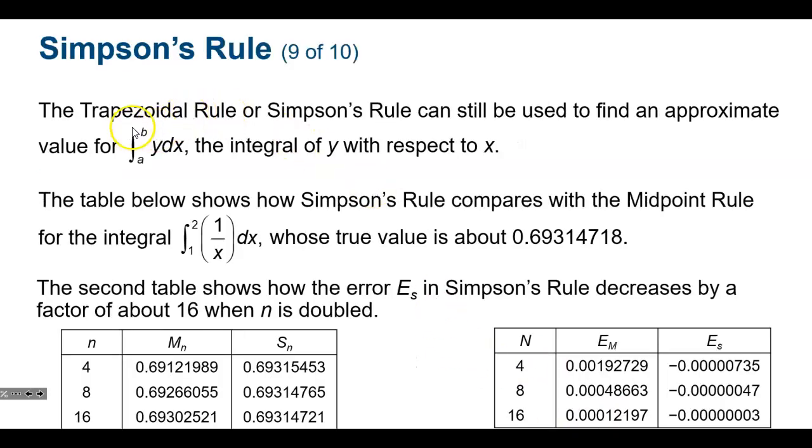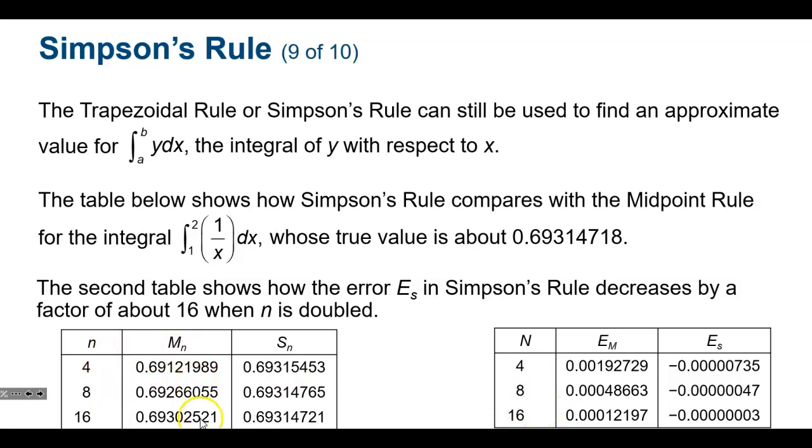Now, the trapezoidal rule or Simpson's rule can still be used to find an approximate value for the integral of y with respect to x. The table below shows how Simpson's rule compares with the midpoint rule for that integral, whose true value is about 0.693147718. The second table shows how the error in Simpson's rule decreases by a factor of about 16 when n is doubled.